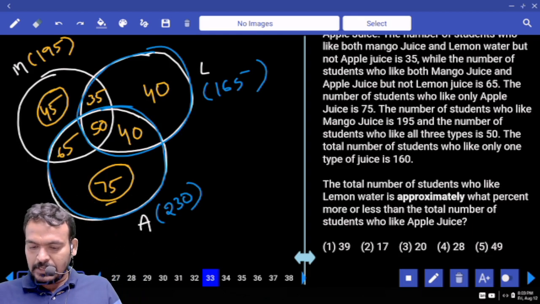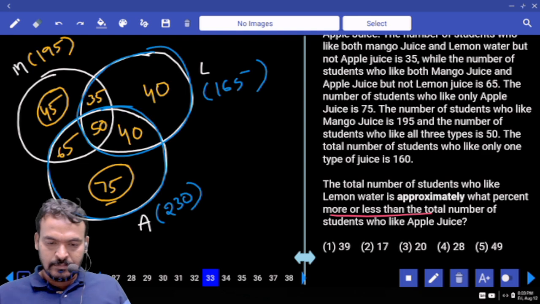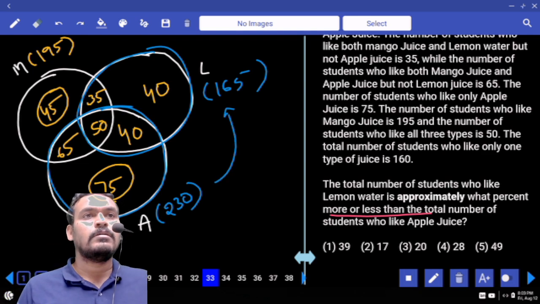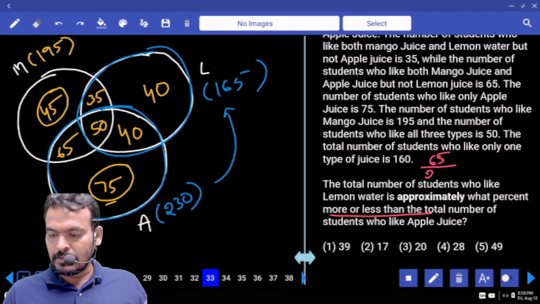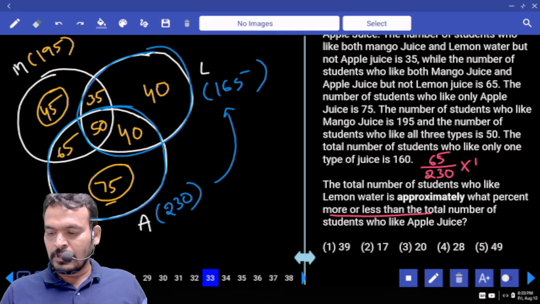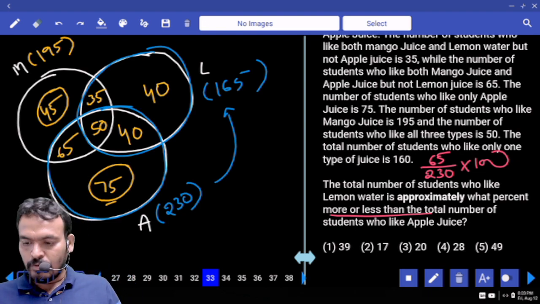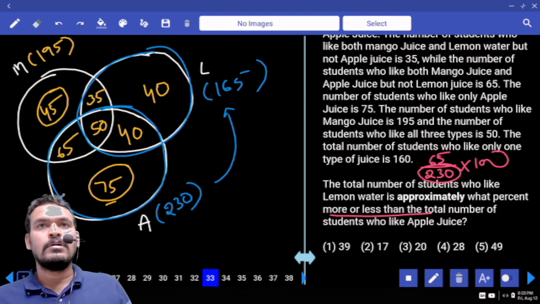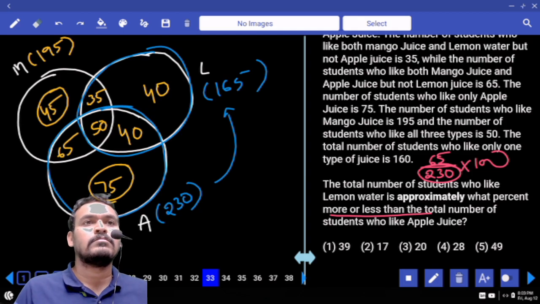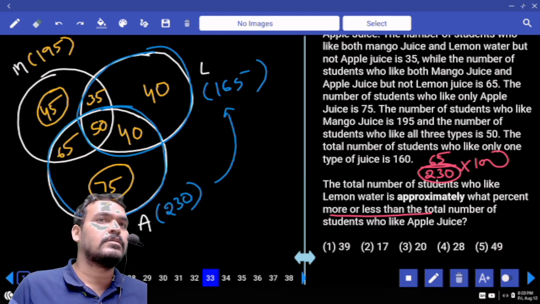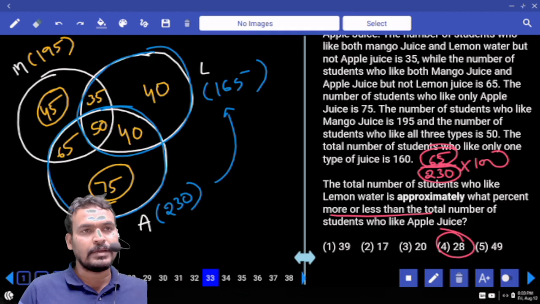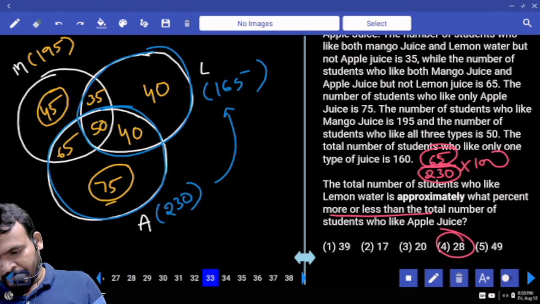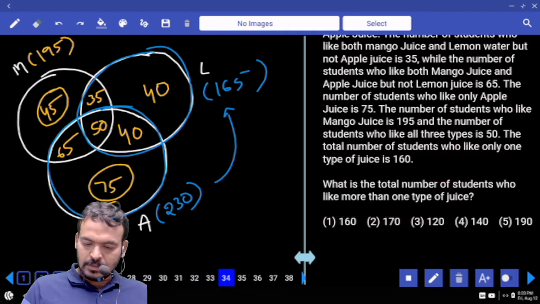Okay, and here the percentage is either more or less. The difference is 65 upon 230 into 100. What is 10% of 230? 23. 30% is 69. 65 is near 30%, so what is the nearest value? 28. Next, question number 34.